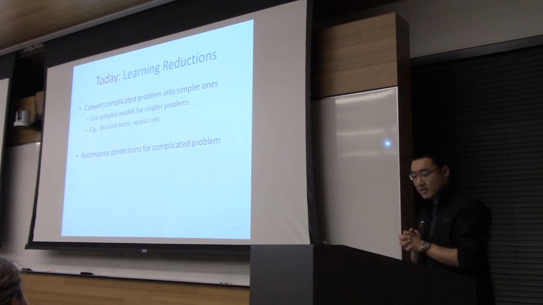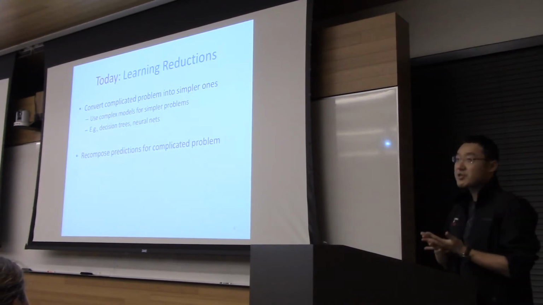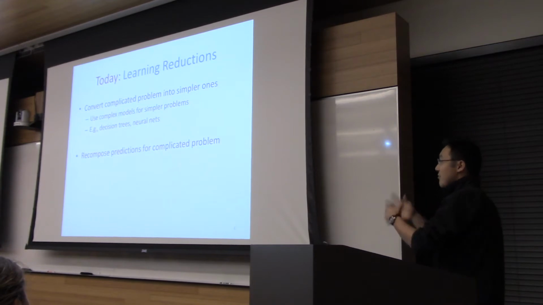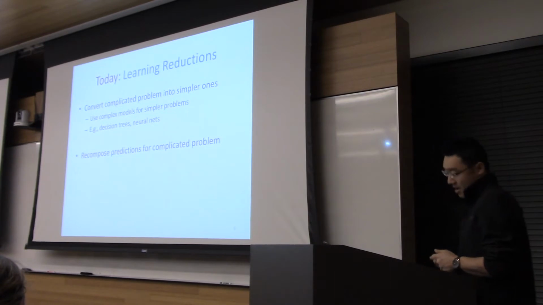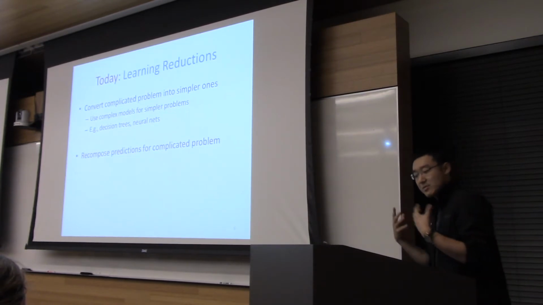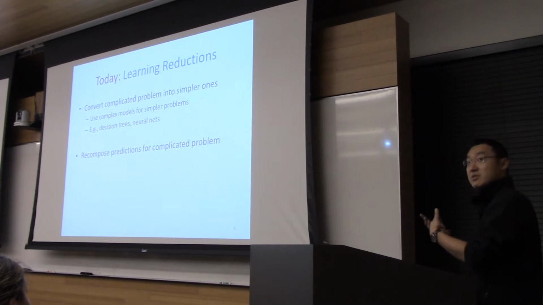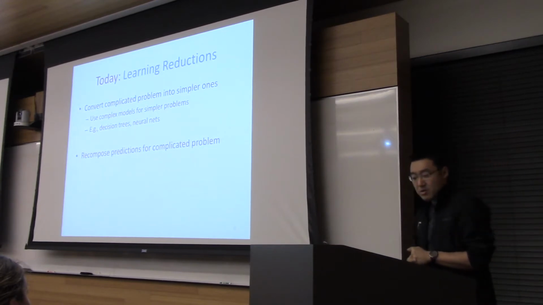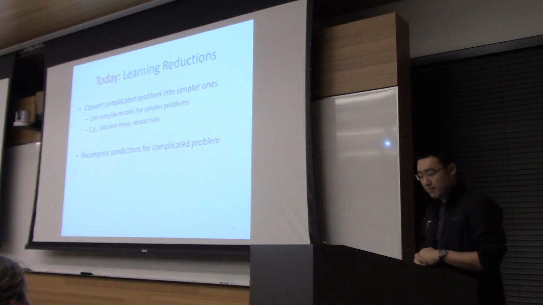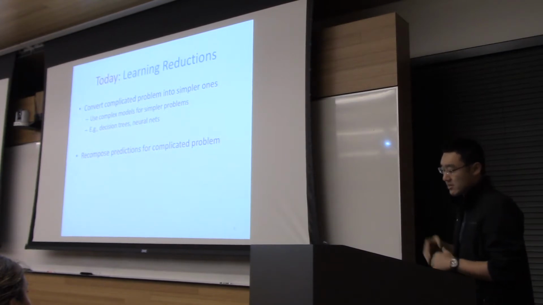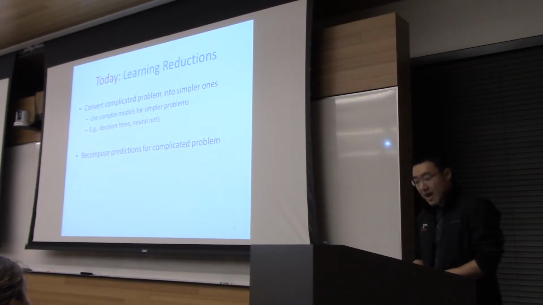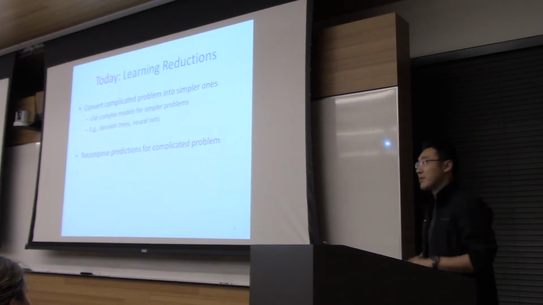Today we'll be looking at different ways of reducing some prediction problem, or consequently some learning problem for that prediction problem, into something that is simpler for us to solve. The basic idea is we convert some complicated problem into a simpler one, or a set or sequence of simpler ones, and then we can use some of the very advanced machine learning methods that we've covered in class on this simpler problem, such as decision trees, random forests, and neural nets. And then we recompose the predictions back into the complicated space. So that's the idea.